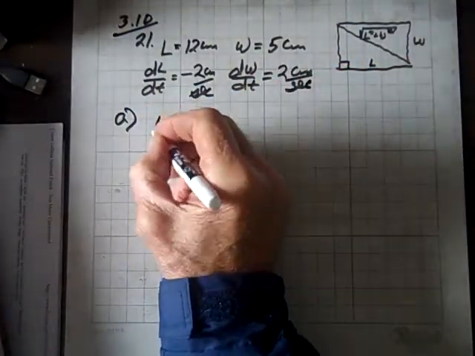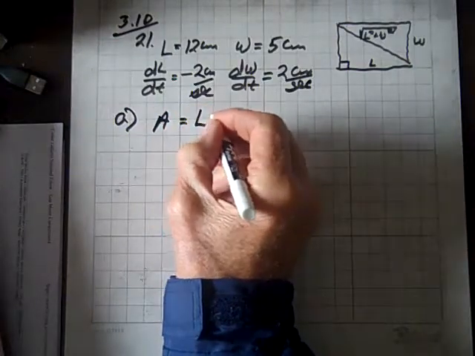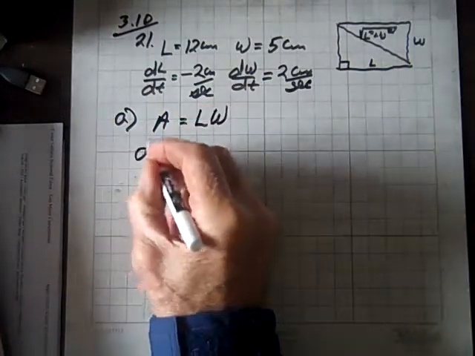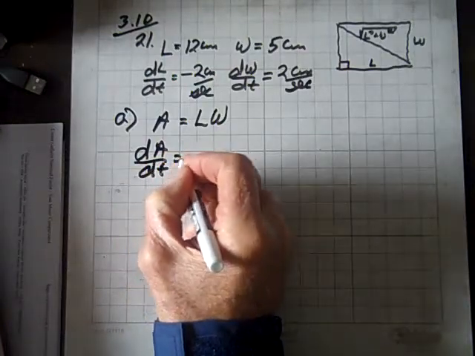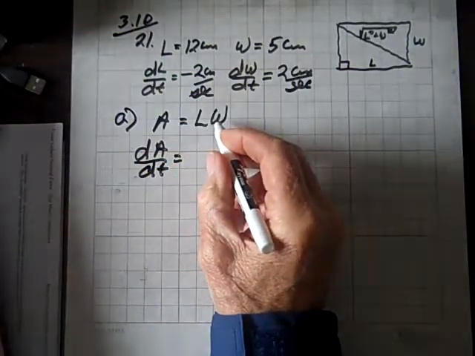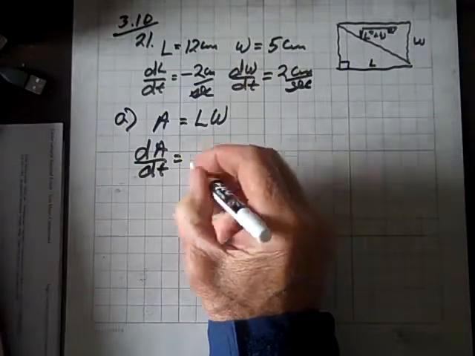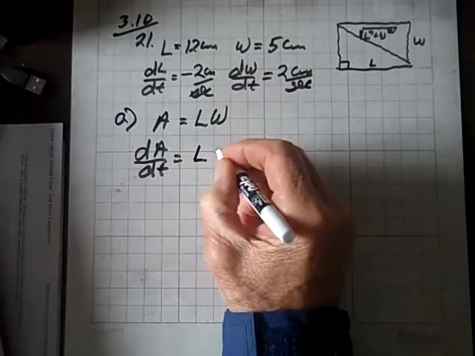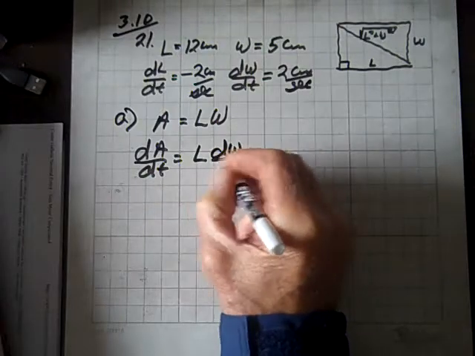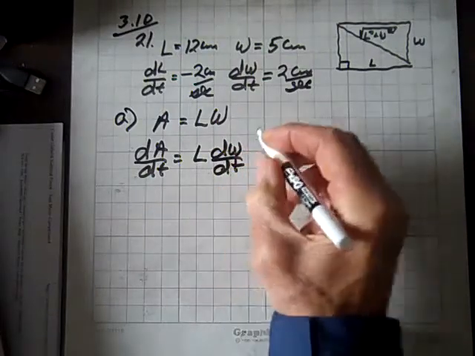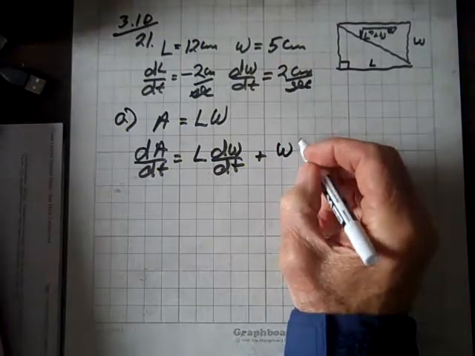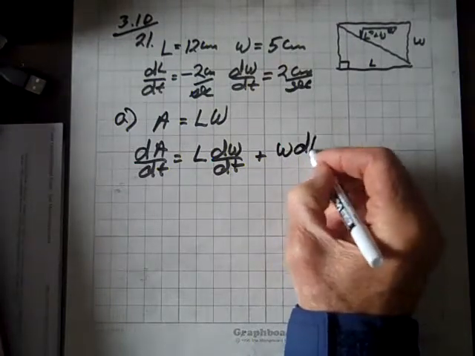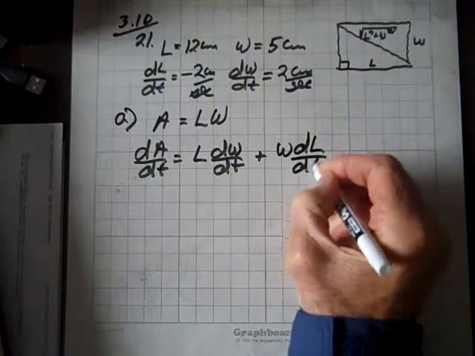So area equals LW, so dA/dt is we're gonna have to use the product rule, and we'll hold L constant, take the derivative of W, and we get dW/dt. Plus, now we'll hold W constant, take the derivative of L, and we get dL/dt.